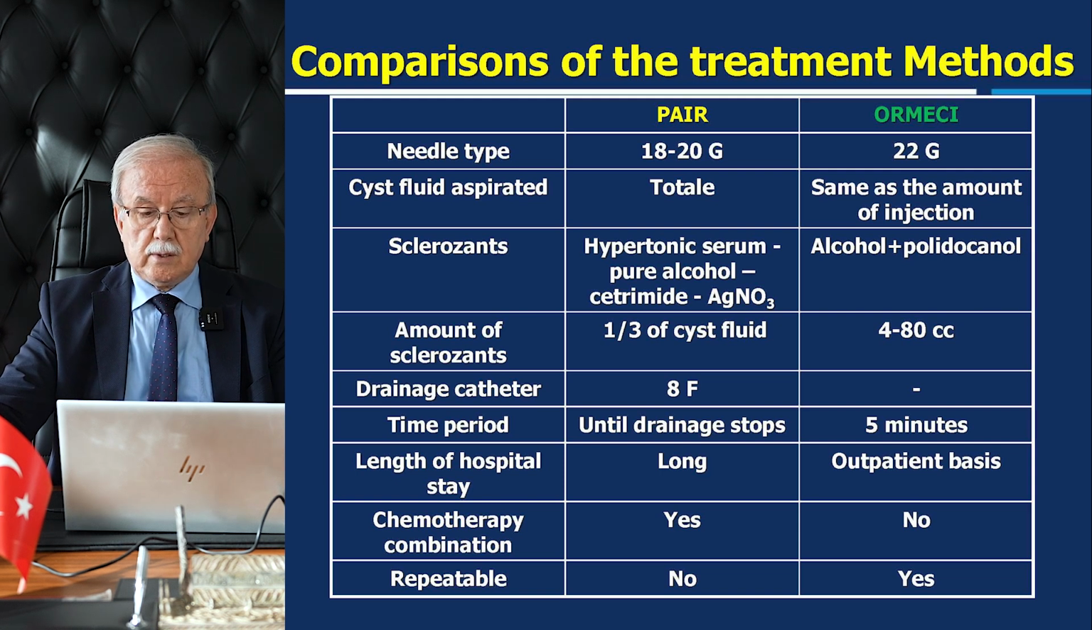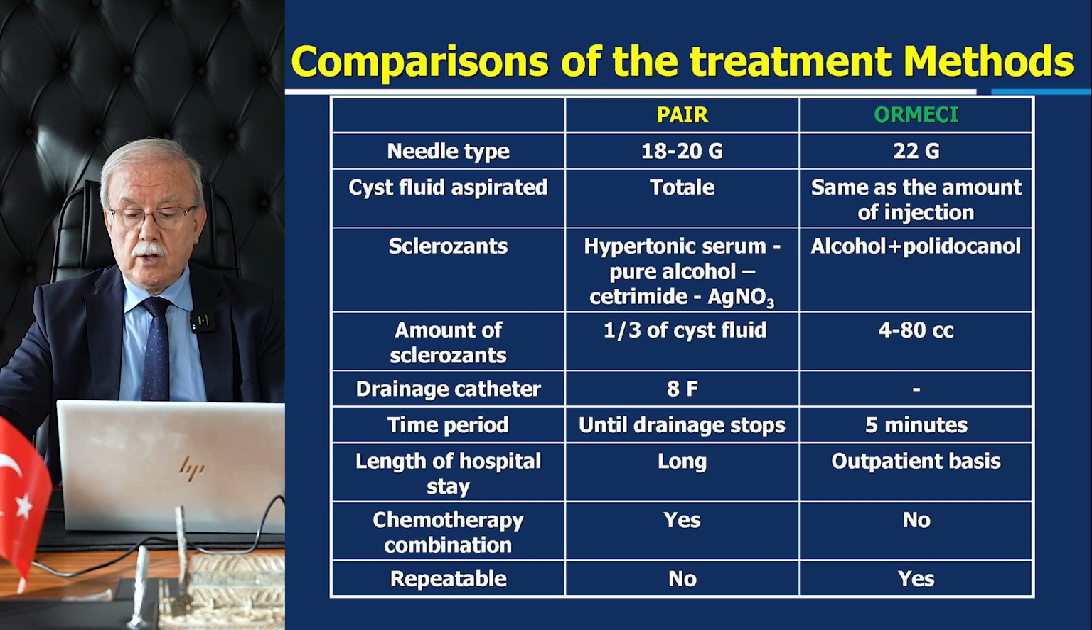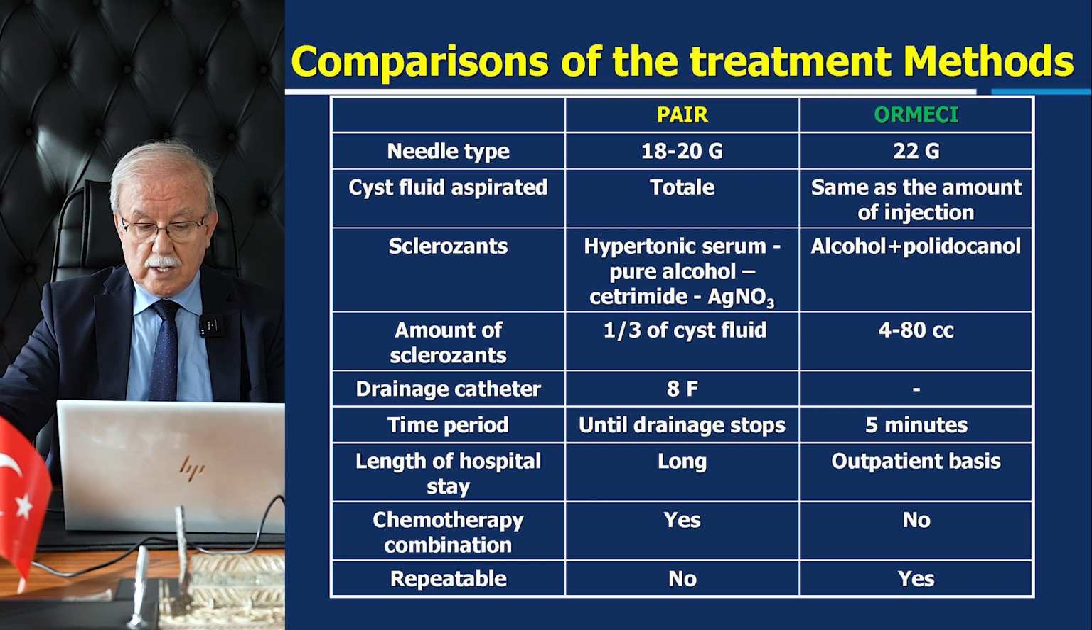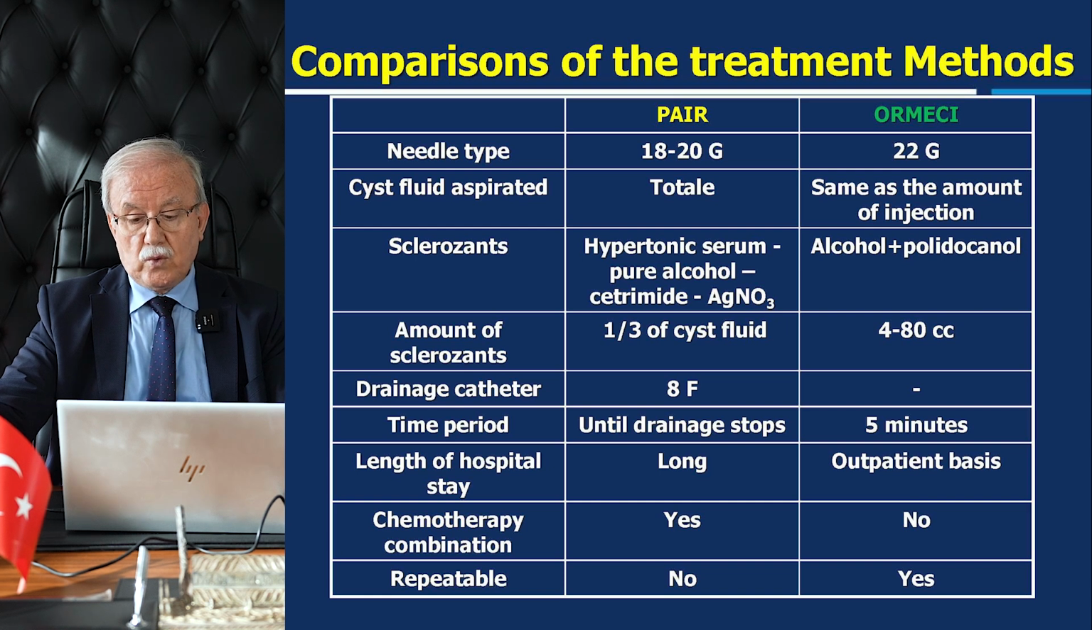Among the sclerosants, the PAIR technique generally uses a huge amount of opaque material, almost one third of the cyst fluid, but we use a small amount of opaque material according to the cyst diameter, 80 cc. Drainage: we never use any kind of drainage catheter, but PAIR uses an 8 French catheter. They must wait until drainage stops, and this makes a longer hospital stay. In our technique, just 5 minutes of waiting.